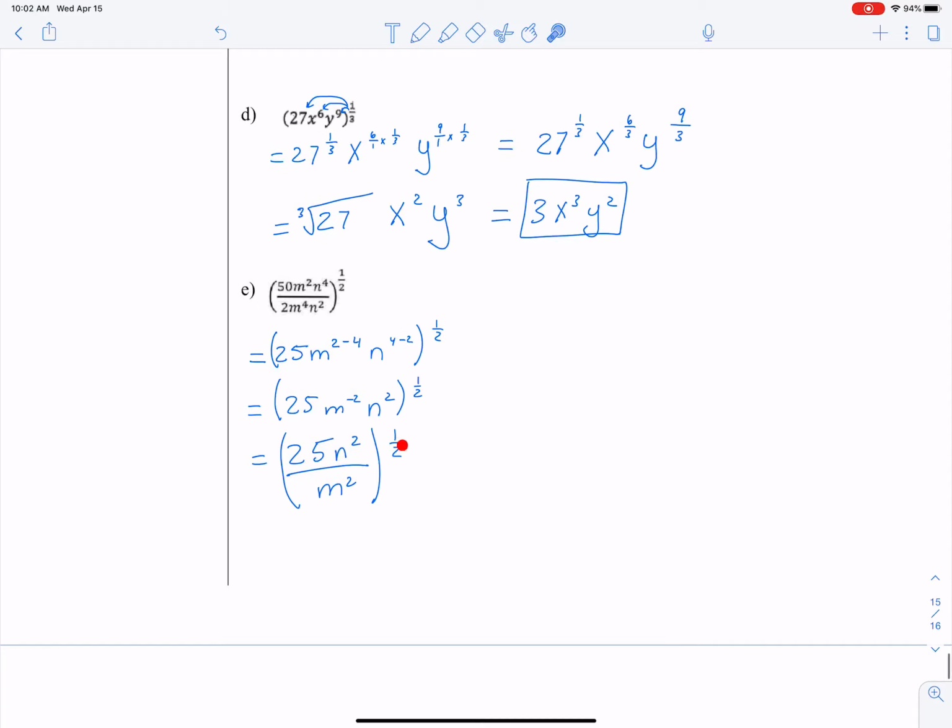And at this point, I'm going to multiply everything by my 1/2. So it's going to go here, here, here. And if you had just done this step first, that would have also been fine. You didn't have to simplify in the brackets. It just makes it a little bit easier.